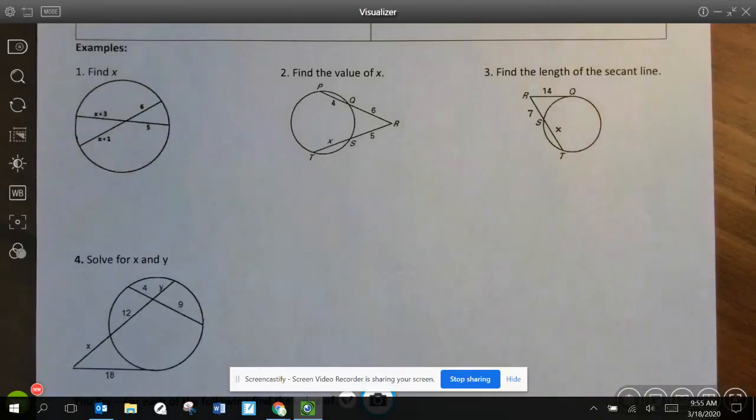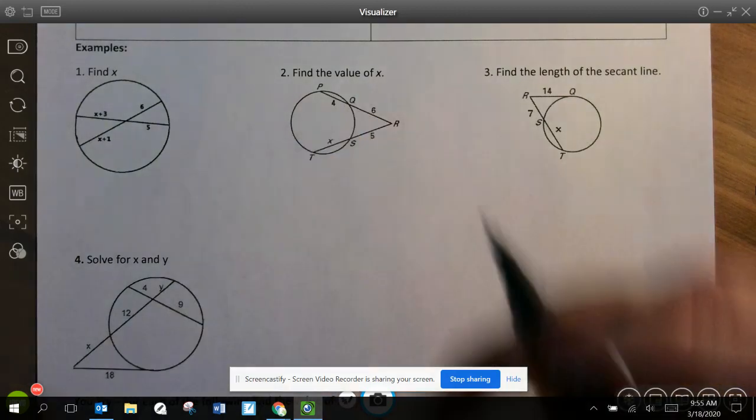Hi everybody, it's Miss Wissman, and today I'll be working examples 2 and 3 on page 9 of your note packet. We want to take a look at what an OW problem looks like, and both 2 and 3 are outside and whole.